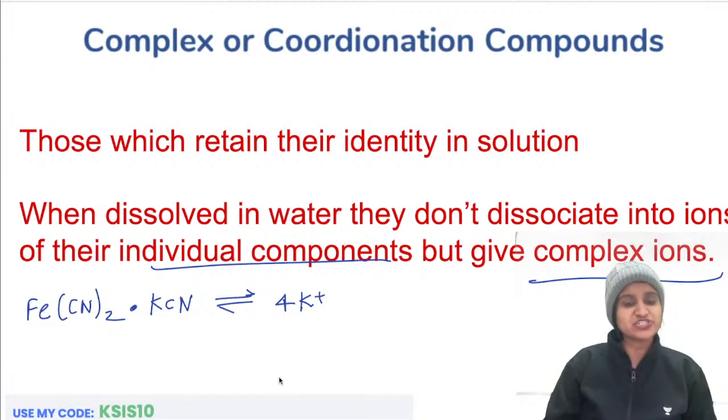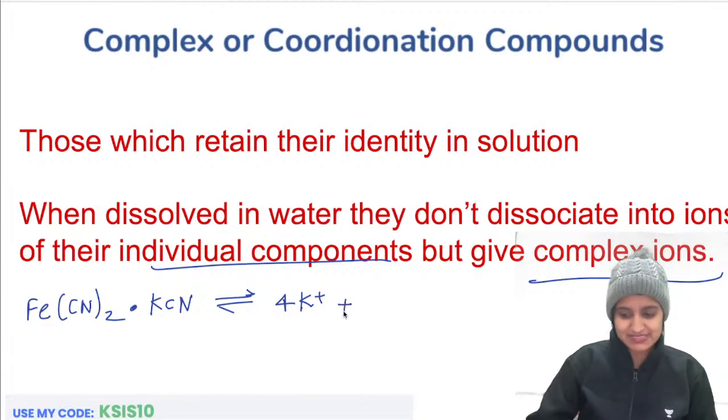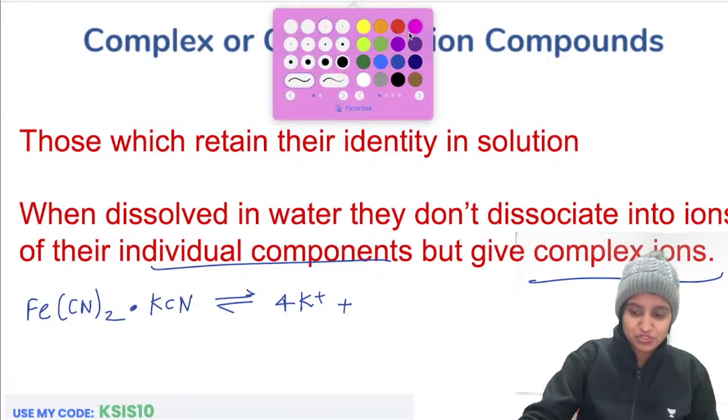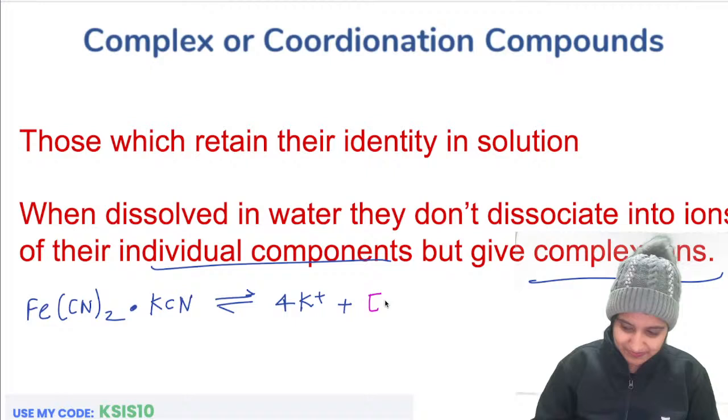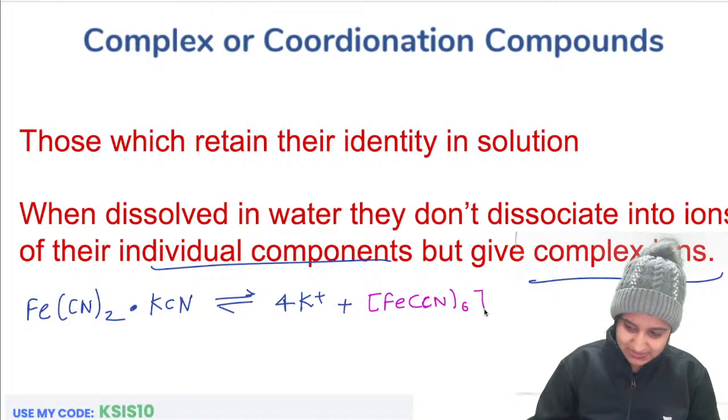You get four potassium ions. Along with this, you get a complex ion. Now your complex ion is something like this: Fe(CN)6, and here 4 negative.